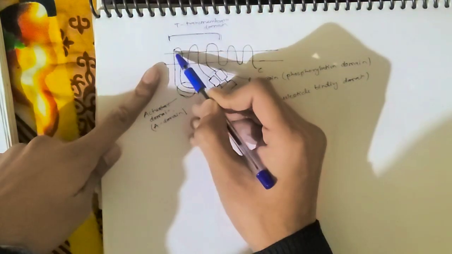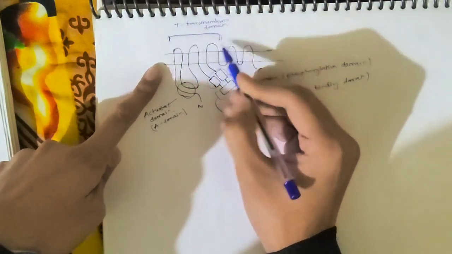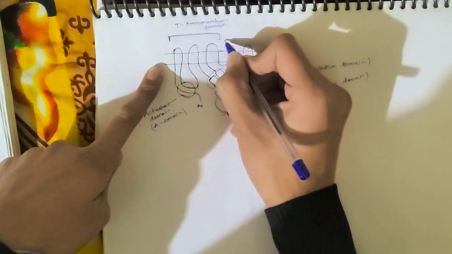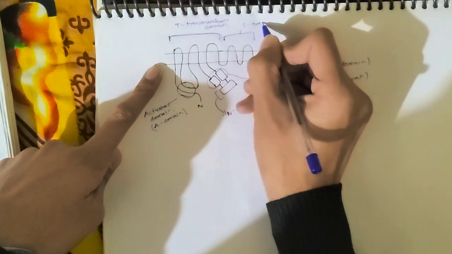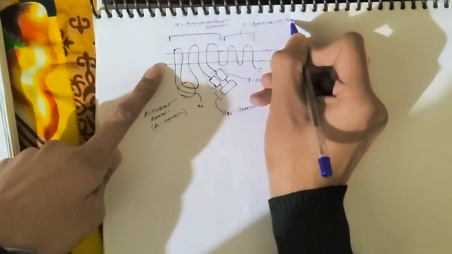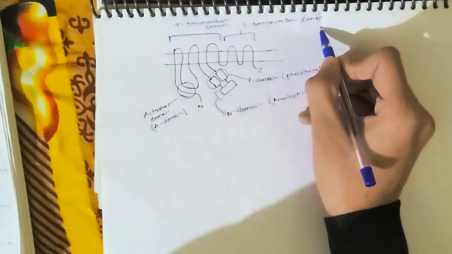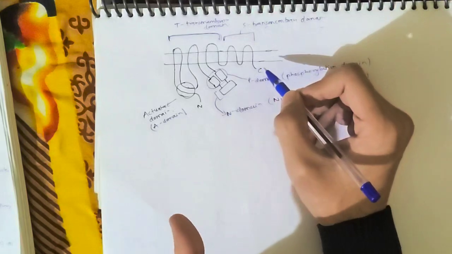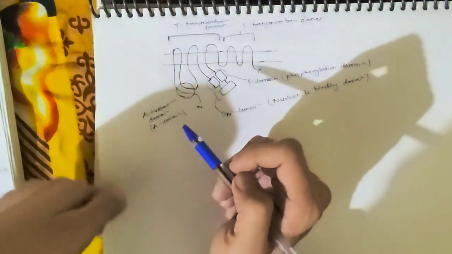I'm talking about these transmembrane helices and their extracellular loops. These are all considered part of T transmembrane domain, and the remaining part is known as S transmembrane domain. S transmembrane domain is kind of an accessory. It helps with some accessory function of this SERCA. They are not as important for the catalytic activity as compared to T transmembrane domain.